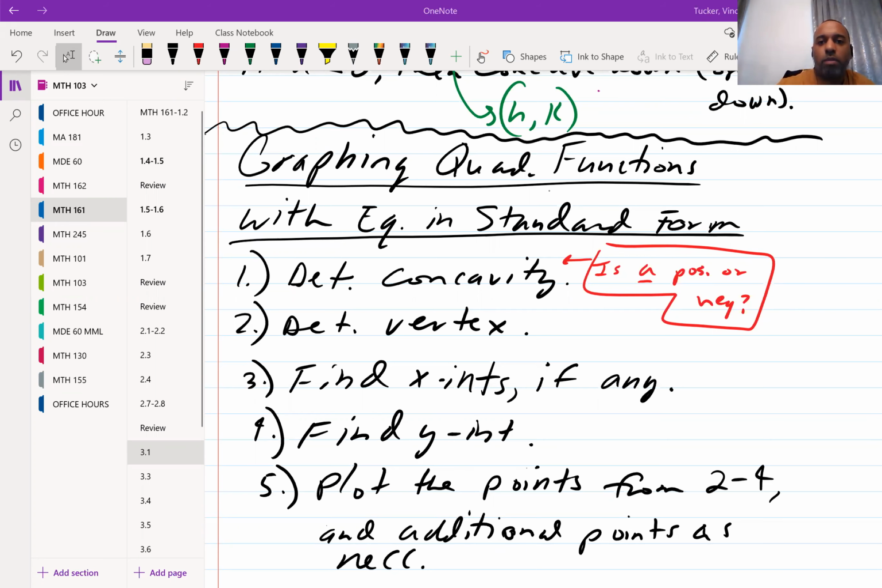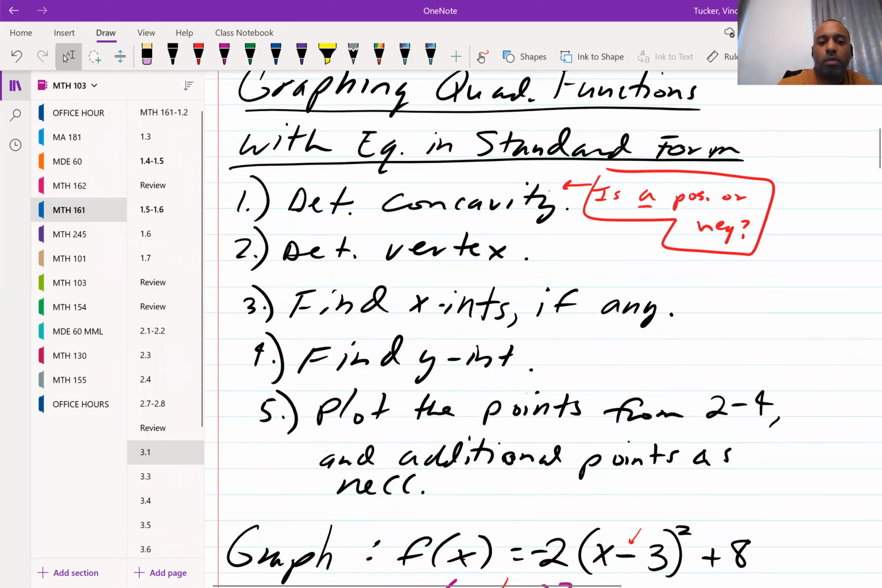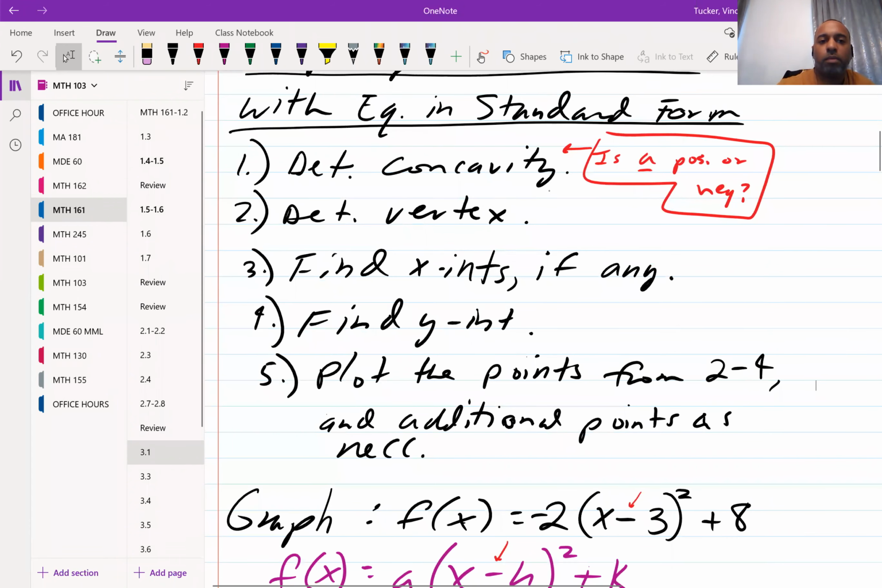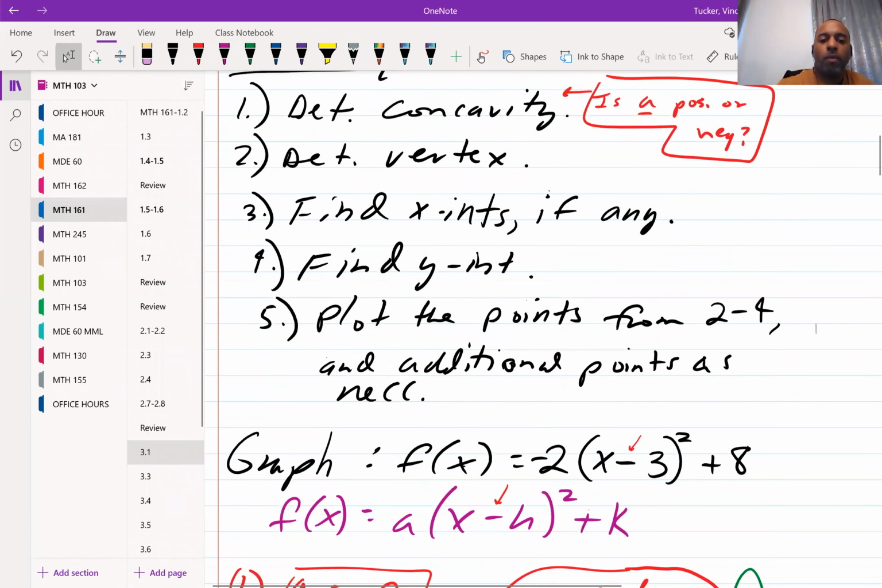All right, can we scroll up? Let's look at the first example under these steps. f of x is equal to -2 times x minus 3 squared plus 8. So we have it fit in the form of our general form that we just finished mentioning, a times x minus h squared plus k.